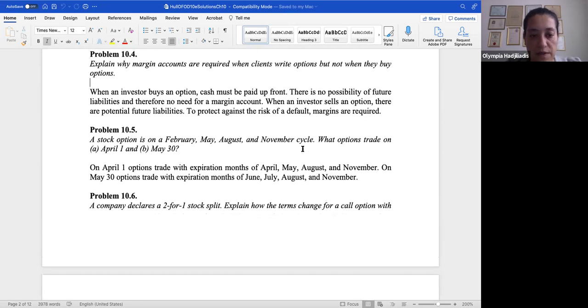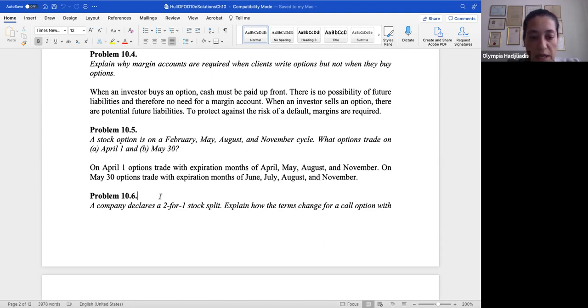Problem 10.5, a stock option is on a February, May, August, and November cycle. What options trade on April 1st? And how about May 30th? On April 1st, options trade with expiration months of April, May, August, and November. On May 30th, options trade with expirations of June, July, August, and November.